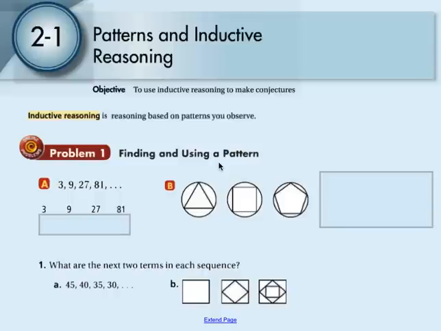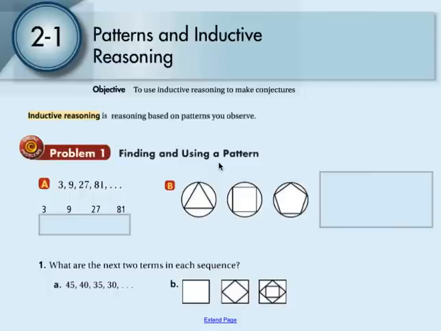In this lesson, we're going to talk about patterns and inductive reasoning. Our objective is to use inductive reasoning to make conjectures, and we'll talk about what conjectures are in just a little bit. Inductive reasoning is reasoning that's based on observing patterns.